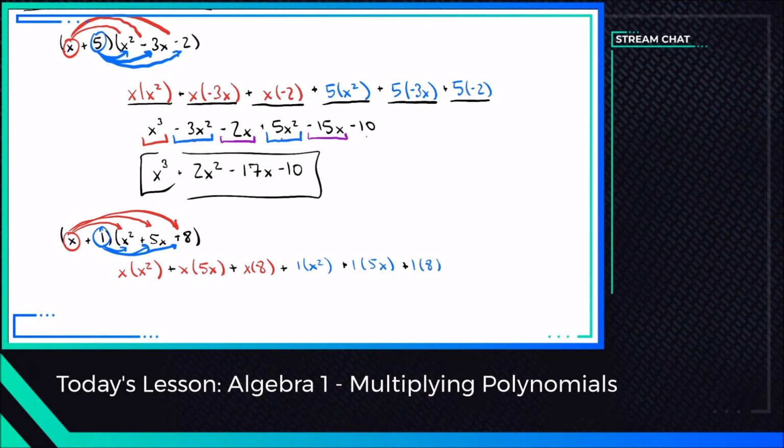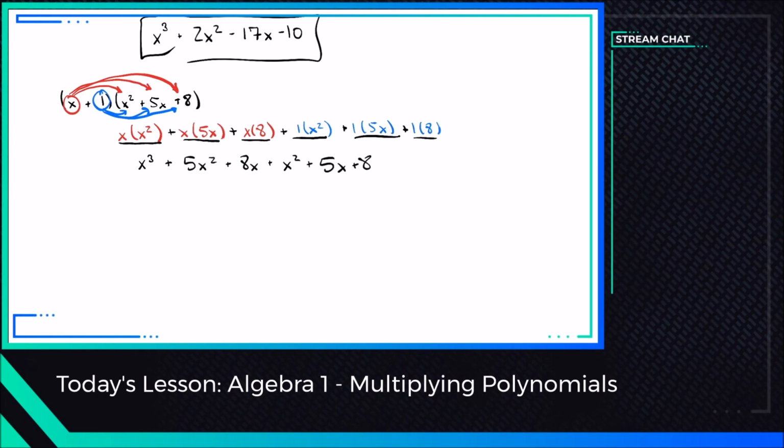So now we're going to multiply these terms through, and x multiplied by an x squared is x cubed. X multiplied by 5x is going to be a 5x squared. X multiplied by 8 is going to be a positive 8x. Then everything here is going to be what's in parentheses. So we have an x squared plus a 5x plus an 8. And then we just have to go through and combine like terms like we just did previously.